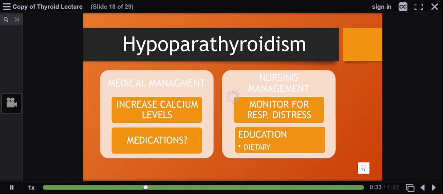Some of the nursing management, we want to closely monitor the client for any respiratory distress from any neuromuscular irritability or bronchoconstriction that we will see with somebody who has low serum calcium levels. So it would be important to make sure that you have a tracheostomy set nearby if the client is experiencing any bronchoconstriction or severe hypocalcemia respiratory distress.